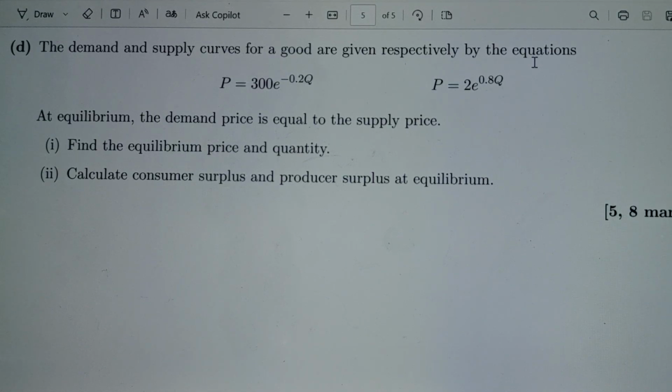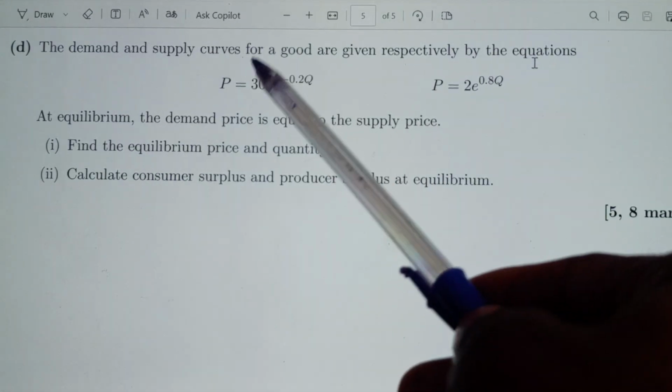Your host, Golden Zulu. So today we have another interesting example on producer together with consumer surplus, where they have said the demand and supply curves for a good are given respectively by the equations P = 300e^(-0.2Q) and P = 2e^(0.8Q), where remember respectively meaning the order in which they have been mentioned.